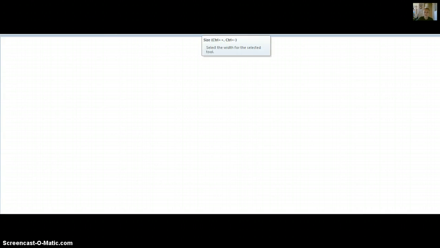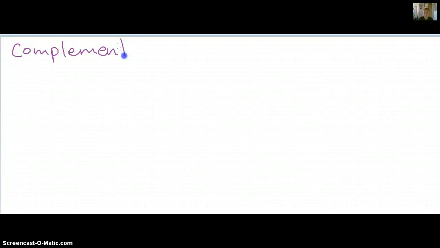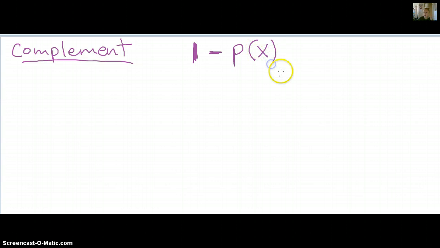Alright, today we're going to talk about the complement when we're referring to probability. Okay, so the complement of a probability is when we take the number 1 and then we subtract the probability of some event. So we could say the probability of X happening. So, for instance, let's give an example of that.